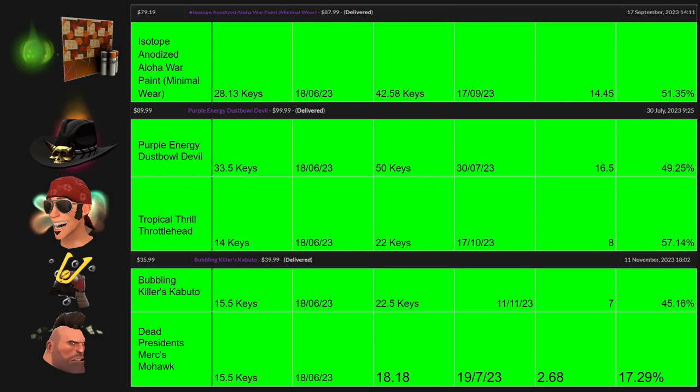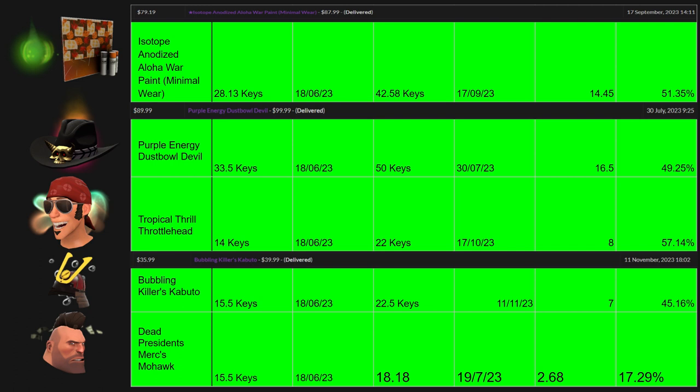Isotope Anodized Aloha War Paint Minimal Wear. Nice looking war paint I got for pretty cheap and sold for quite high. Even if it took 3 months, that's a great margin. Purple Energy Dust Bowl Devil. I knew this was such a steal for 33.5 keys as Purple Energy on a very good looking commando grade engineer hat would have appealed to someone, and it did for 50 keys. Excellent margin for only 1.5 months.